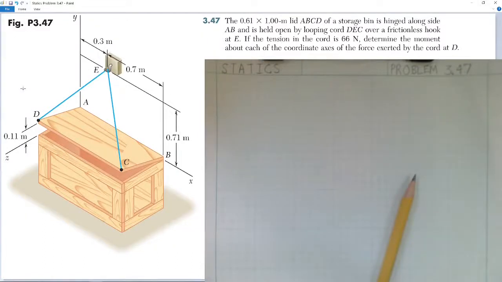Okay guys, welcome to today's lesson in statics. Today we're covering question 47 from chapter 3.